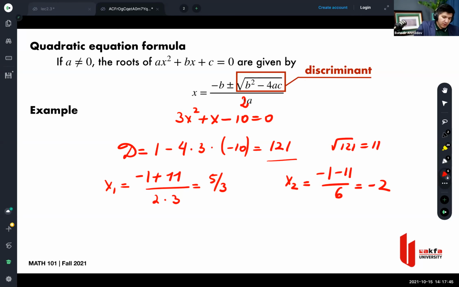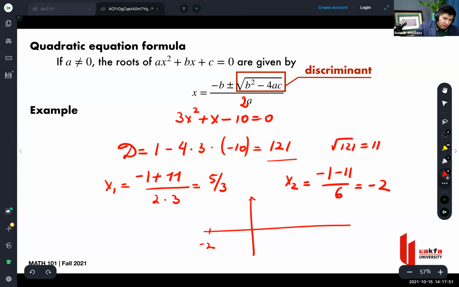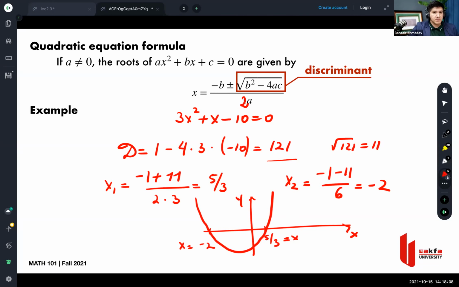Especially, for example, for this equation, it is going to be something like this. So you've got this minus 2 here, and you've got here 5 over 3, and your parabola actually is crossing the x-axis in these 2 points. At x equal to 5 over 3, and x equal to minus 2. Okay, this is what finding the roots means. Clear.